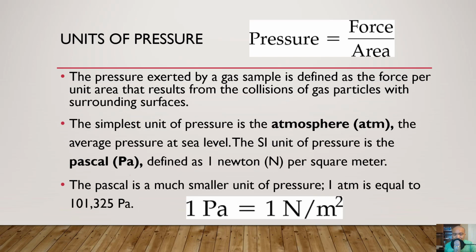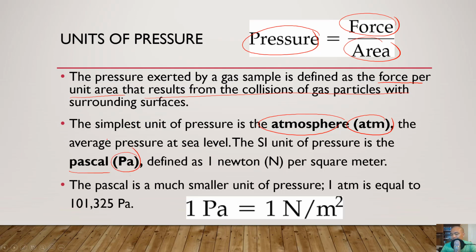The pressure exerted by a gas sample is defined as the force per unit area that results from the collisions of gas particles with the surrounding surfaces. Pressure is the force over the area. The most commonly used unit is atmosphere, or atm. The SI unit for pressure is Pascal, or Pa. It's defined as 1 Newton per square meter. It's the force over the unit area.